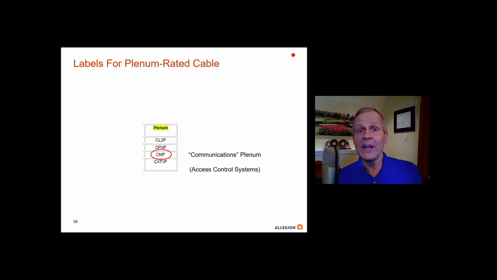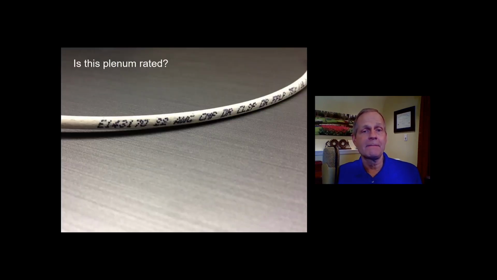So how do you know if it's plenum rated cable? Well, you're simply going to look for the letter P as in Paul. That will tell you it's plenum rated. So here we have an example of something that would be found on a box potentially, and that is CMP. CM simply indicates that it's communication cable, and then P would indicate that it's rated for use in a plenum space. So anytime we see the letter P in that series of letters, that would tell us it is in fact plenum rated.